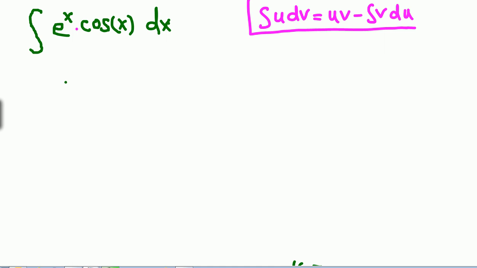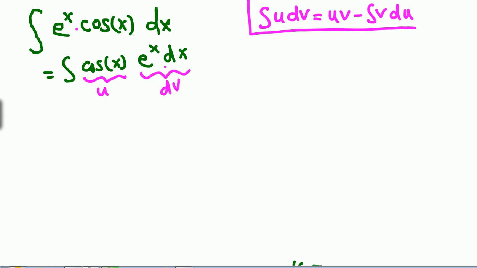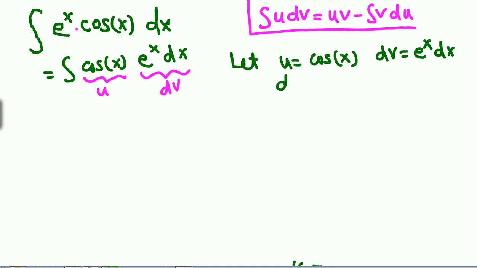Our integral is cosine x e^x dx. In this case, this is u and the remaining is dv. So let u be cosine x and dv be e^x dx. So du, the derivative of cosine is negative sine with respect to x, and the antiderivative v of e^x is just e^x.